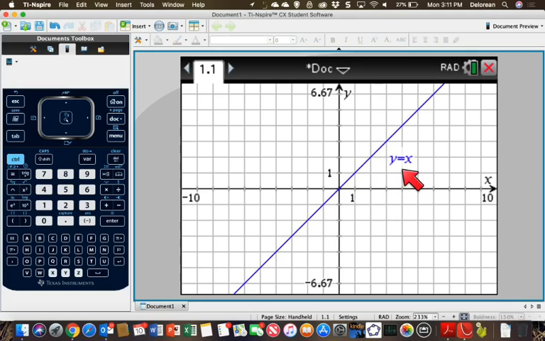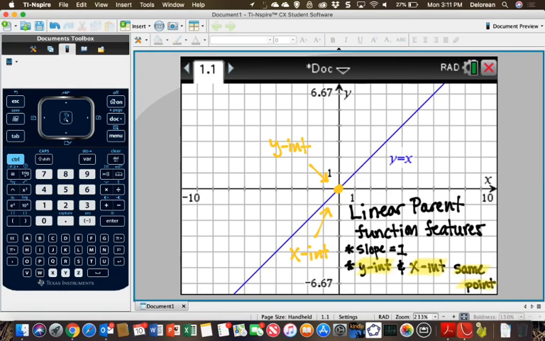So here I have graphed the equation y equals x, which is our linear parent function. We see it's a line, and there are a few key features that we want to identify with this particular parent function. So we see that for a linear parent function, the slope is equal to 1, and we know that the slope is the value that's multiplied by x. And since there's no number here, we just say this is a 1 in front of the x.